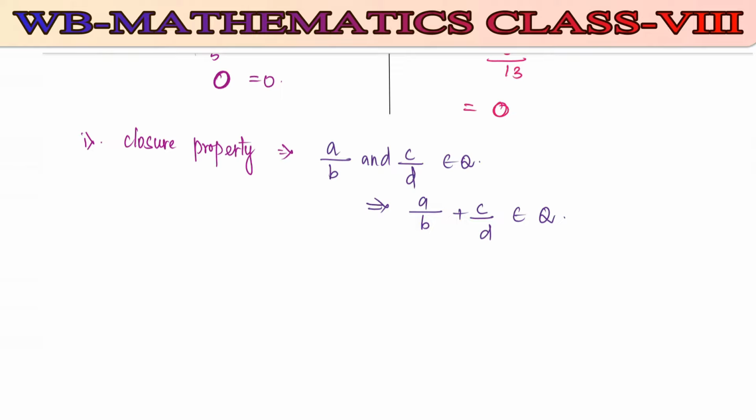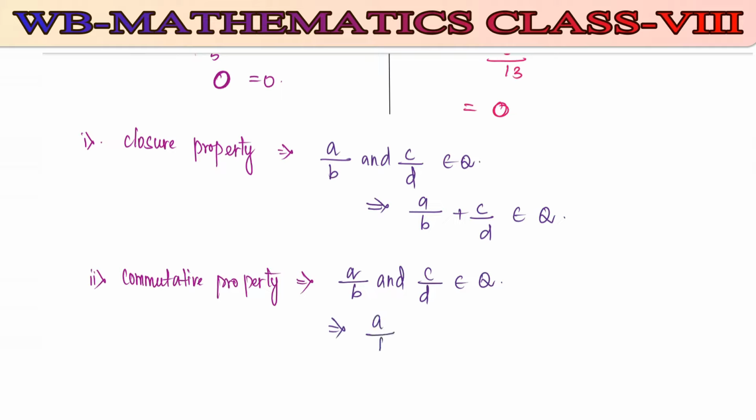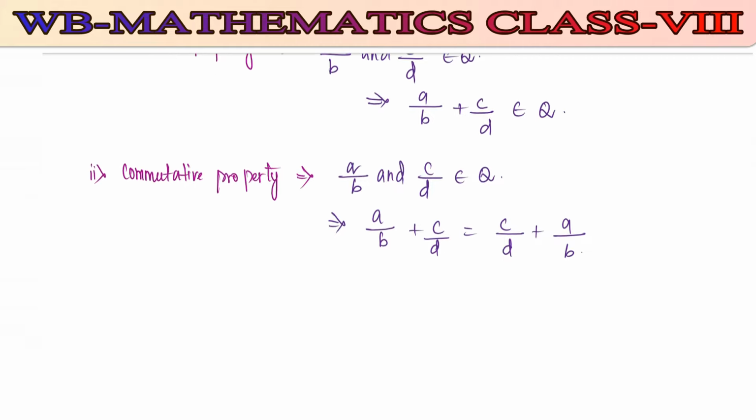The second one, commutative property. We need to take two numbers, a by b and c by d, which belong to the rational number set. Then this condition has to be satisfied: a by b plus c by d should be equal to c by d plus a by b. Just take the reverse of the numbers, a plus b is equal to b plus a. If the left hand side and the right hand side values are the same, then the commutative property is satisfied. Next we'll move to the third one.